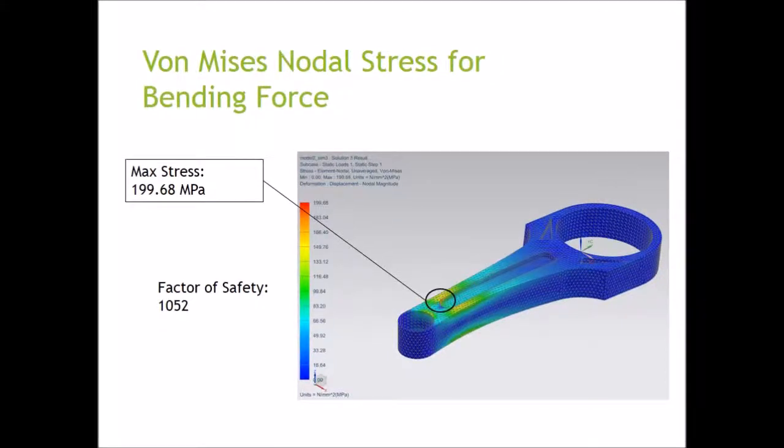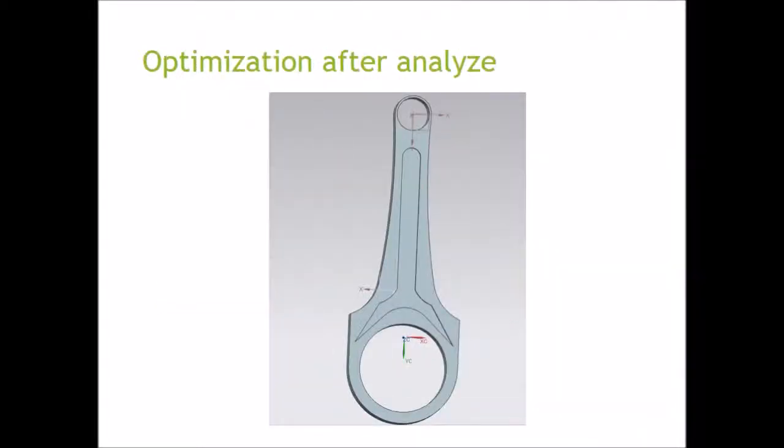The von Mises nodal stress was found to be a maximum stress of 200 megapascals and a factor of safety of 1,052. After fully analyzing the original design, we decided to try and further optimize the connecting rod. We decreased the radius of the lower ring from 50.9 millimeters to 48 millimeters in order to reinforce the part. As a way to decrease weight, material was taken out of the part as shown in the Y shape on the connecting rod.